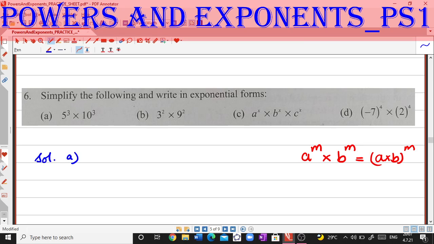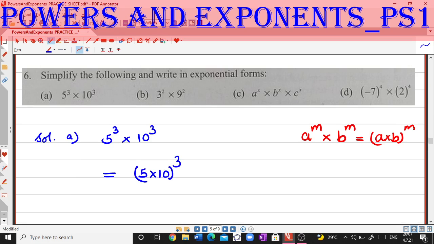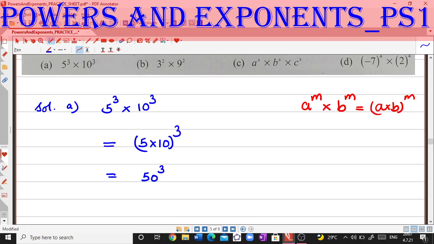So this is 5 raised to the power 3 multiplied by 10 raised to the power 3. So this is going to be 5 multiplied by 10, whole to the power 3, which is equal to 50 raised to the power 3. And remember, we have to write it in exponential form, so we are not going to solve it further. We will leave it here only. Now next one, similarly, I hope you will try part B on your own.